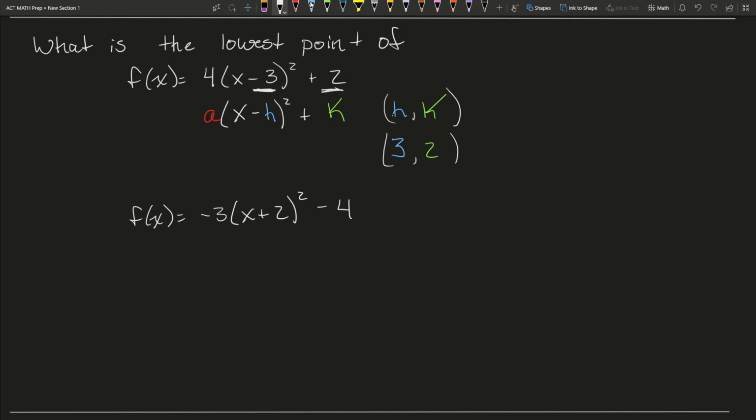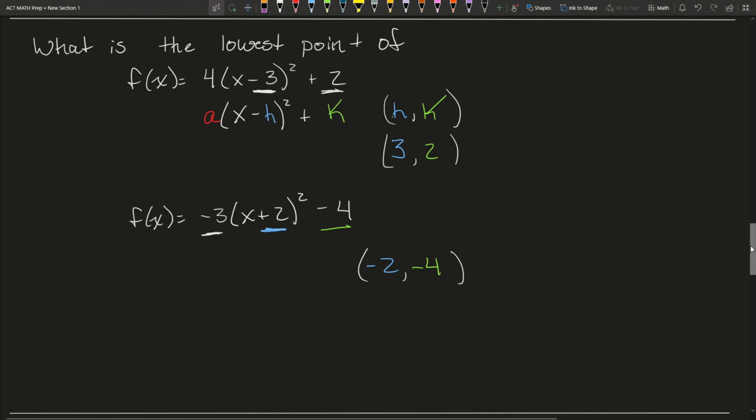On this second equation, it's the same thing. In this case, it would be the highest point, because this is negative. And we just pull out the same two numbers. We pull the opposite of what's inside, so this would be negative 2. And then exactly what's outside, so negative 4. So (negative 2, negative 4) is our answer.